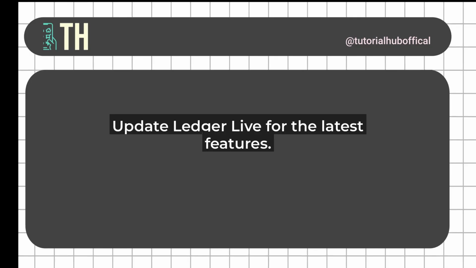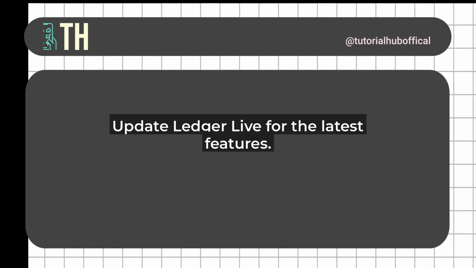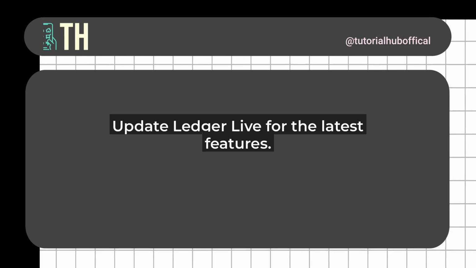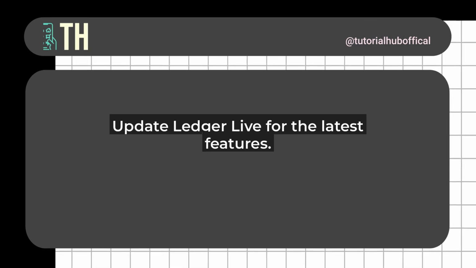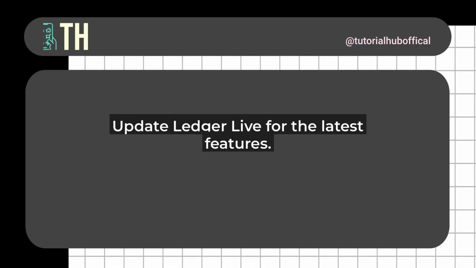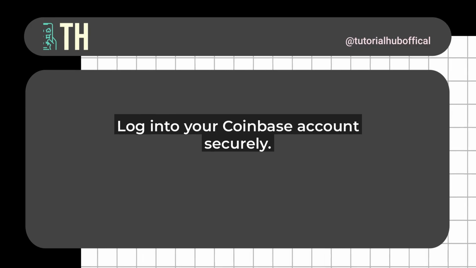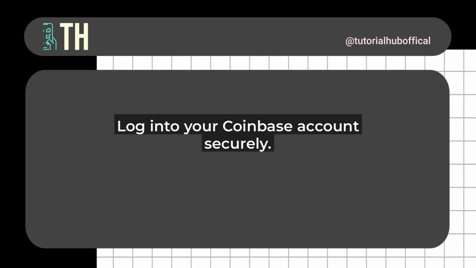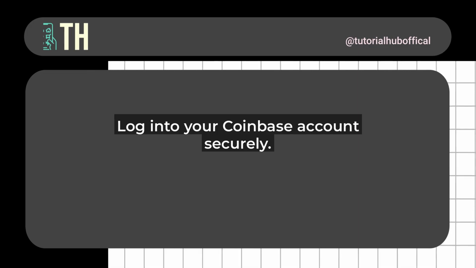Let's dive in. First things first, make sure your Ledger Nano X is set up and updated. Open the Ledger Live app on your computer or mobile device. It's your gateway to managing your crypto securely. If you haven't already, connect your Ledger Nano X via USB and enter your PIN to unlock it. This ensures you're in control at every step.